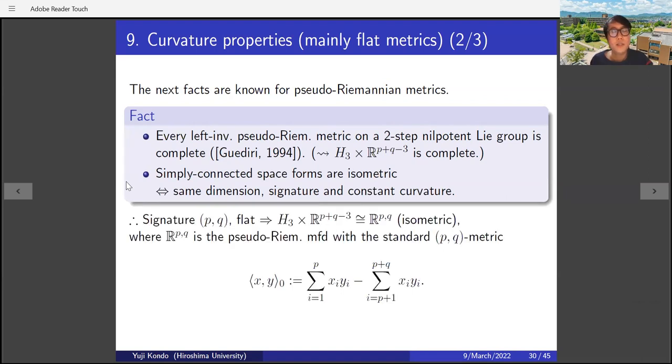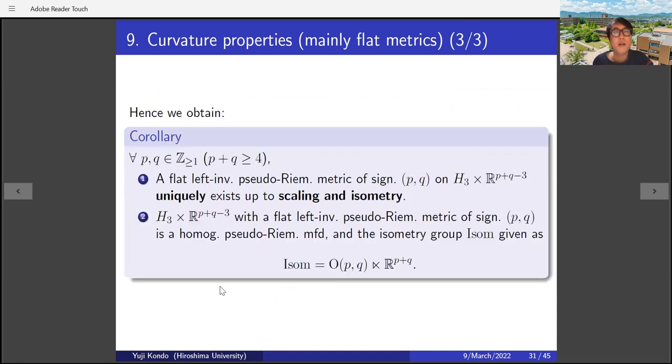So by this fact, this Lie group equipped with a flat pseudo-Riemannian metric of signature PQ is isometric to the pseudo-Euclidean space, where the pseudo-Euclidean space R^{P,Q} is the pseudo-Riemannian manifold with the standard pseudo-Riemannian metric of signature PQ defined by this formula. So therefore, we have obtained these corollaries. A flat left-invariant pseudo-Riemannian metric of signature PQ on this Lie group always uniquely exists up to scaling and isometry.